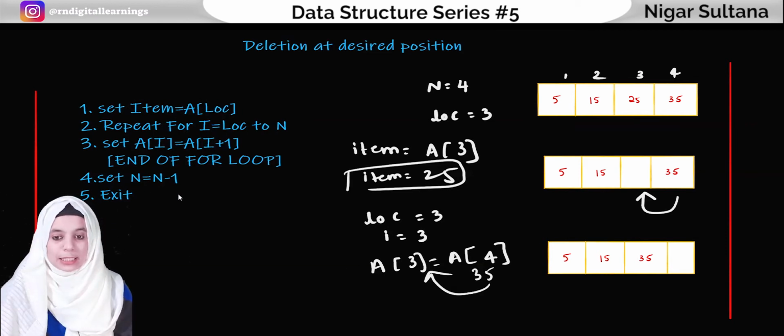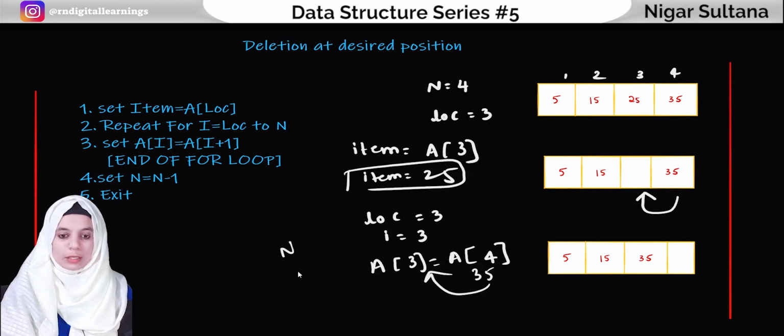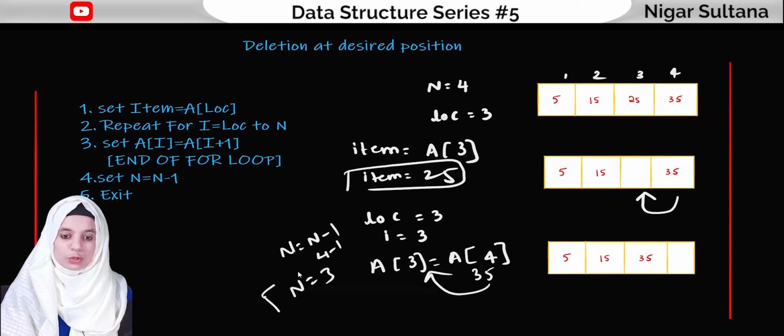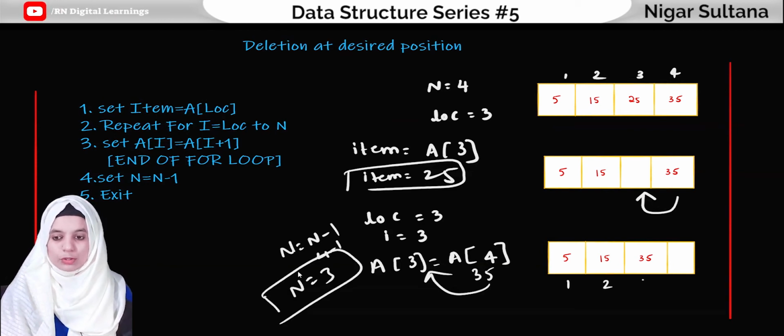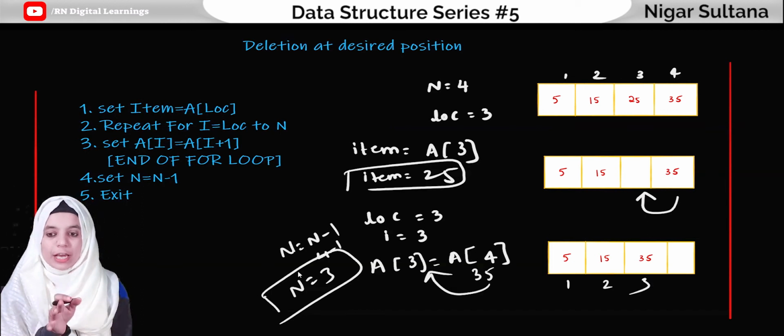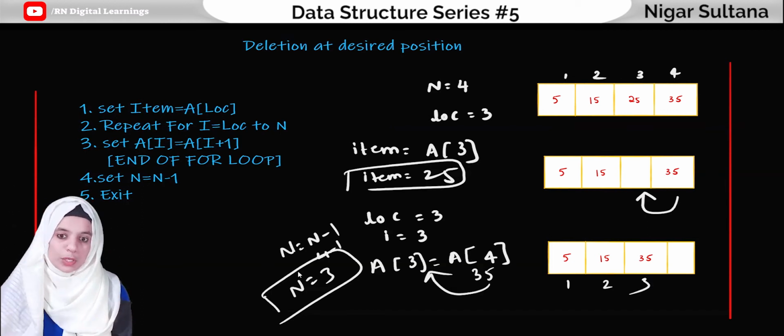Next, the value of n was 4, and I must decrement it by 1. So n will be 3 now. n is equal to n minus 1, so 4 minus 1 is 3. Do we have 3 elements here? Yes, 1, 2 and 3. So we have deleted the value present in the third location.